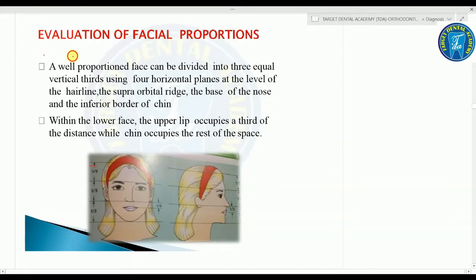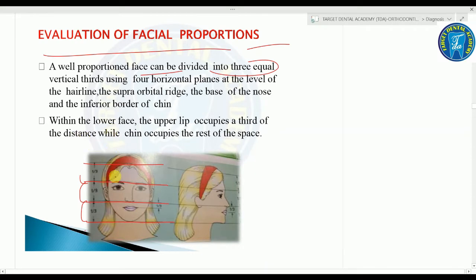Next is the evaluation of the facial proportion. So in this, a well proportioned face can be divided into three equal parts by using four horizontal planes. Number one is at the level of the hairline, this one. Second is at the supraorbital ridge. Third is at the base of the nose, and fourth is at the inferior border of the chin.